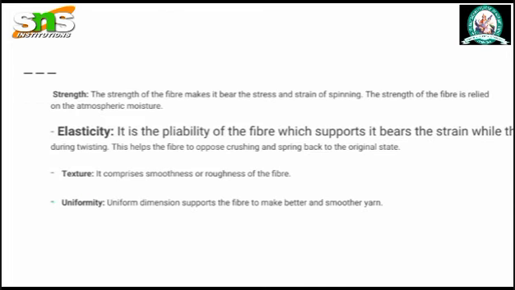Strength. The strength of the fiber makes it bear the stress and strain on spinning. The strength of the fiber is revealed on the atmospheric moisture. Elasticity. It is the pliability of the fiber which supports it to bear the strain while twisting. It helps the fiber to oppose crushing and spring back to the original state. Texture. It comprises smoothness or roughness of the fiber. Uniformity. Uniform dimension supports the fiber to make better and smoother yarn.